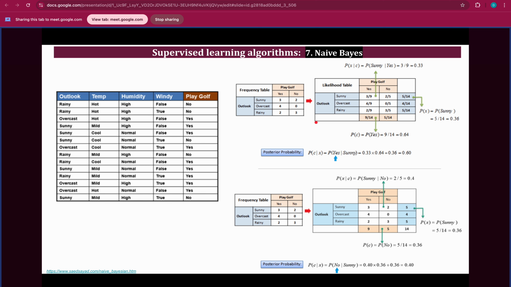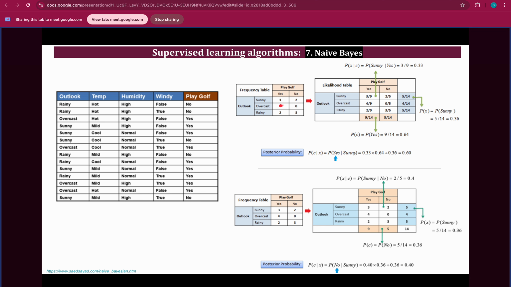Now how will I get the likelihood table? For the likelihood table, firstly we see how many times yes is coming. The total number of yes, the person playing, is 3 plus 4 is 7, plus 2 is 9. So 9 times he is playing golf, 5 times he is not playing golf. There are a total of 14 events.